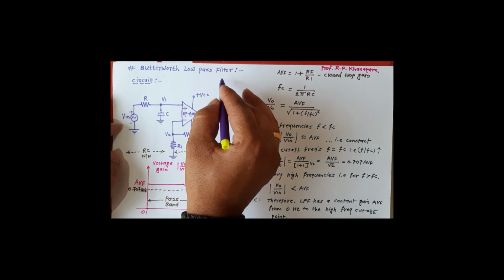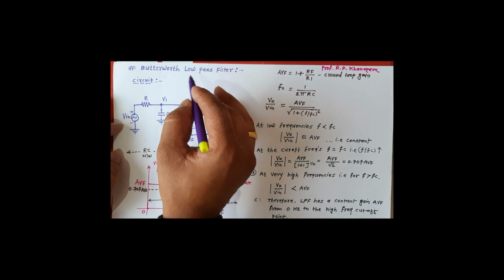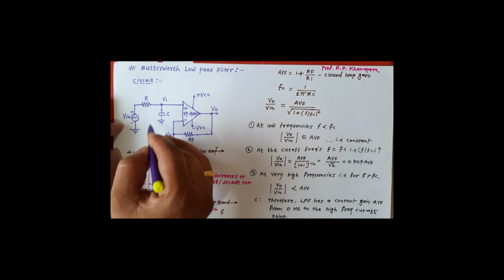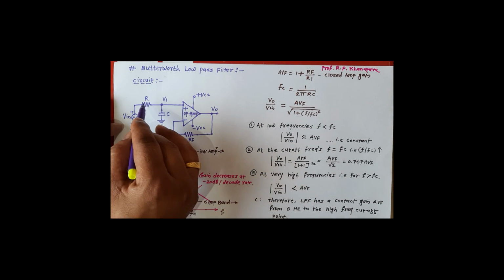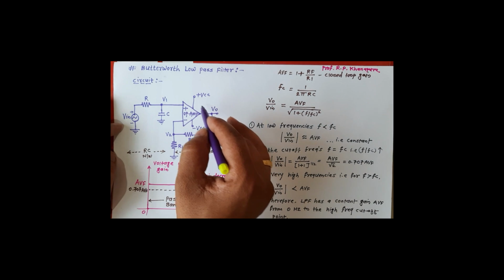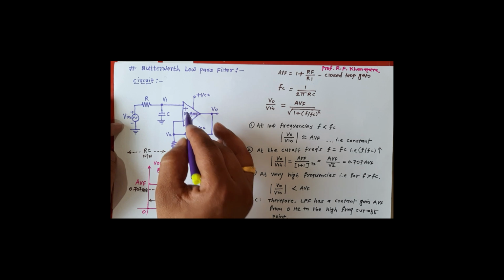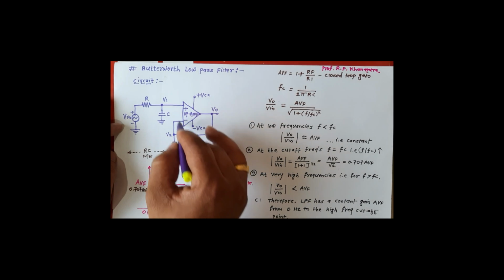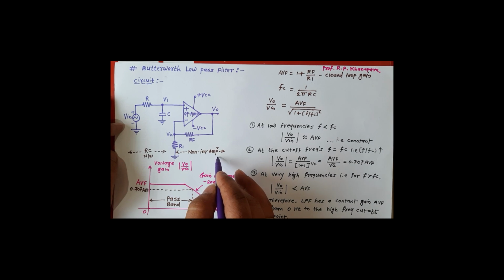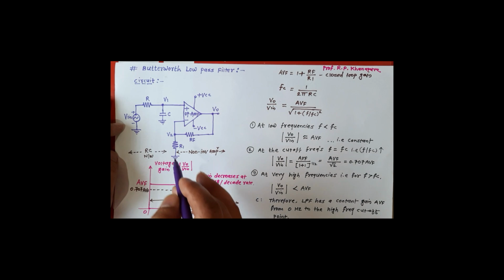This low pass filter is also called a first order Butterworth filter. So what does first order mean? This is the RC network, and this is the op-amp. The op-amp is used in non-inverting mode. This is the non-inverting terminal, this is the inverting terminal. So this amplifier works as a non-inverting amplifier, and this is your RC network where R and C are used.